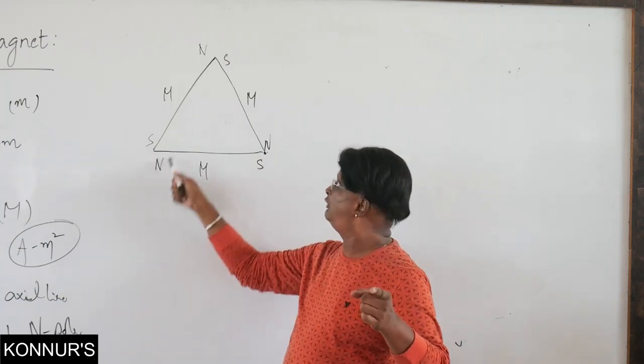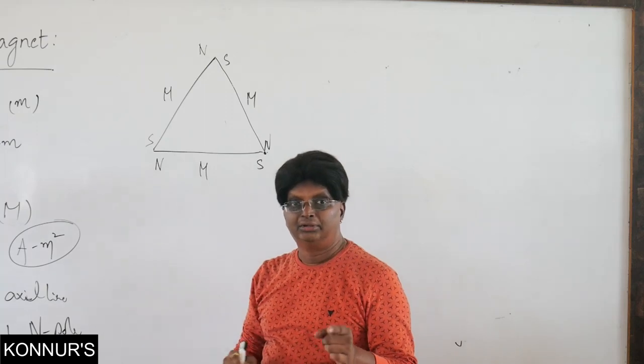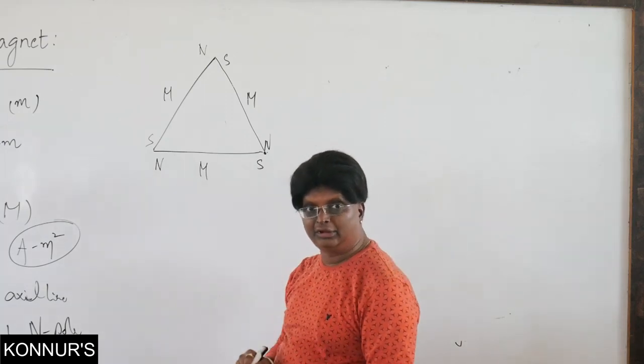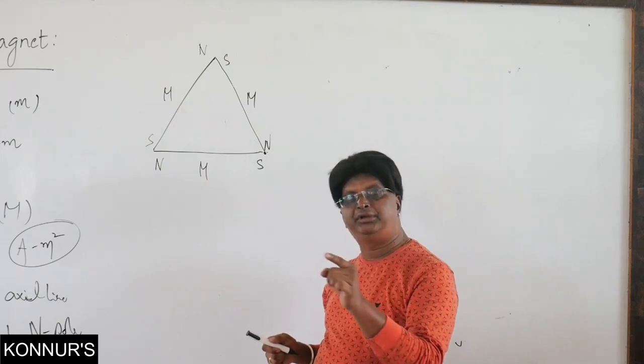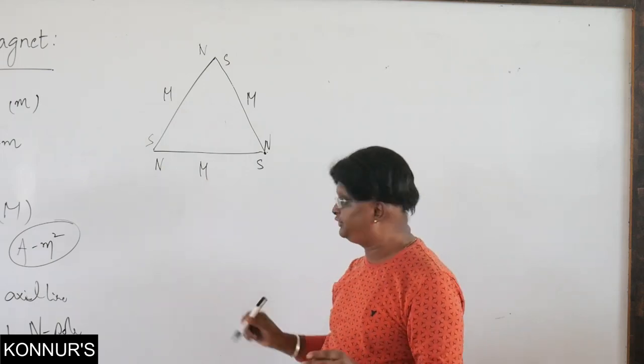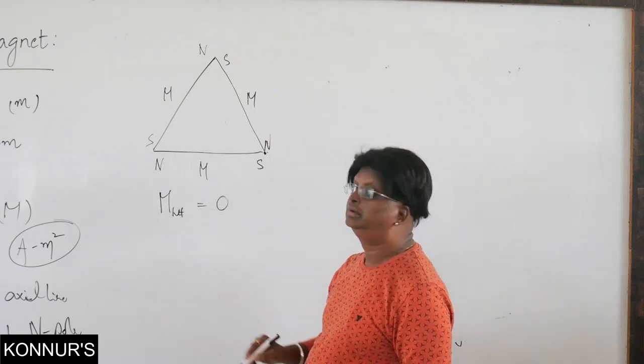M by 3 we take with all unlike poles at each of the corners. What was the answer? Zero it was, right? Here also, because of that M, angle 120, the net magnetic moment will be zero. I need to explain this one more time.